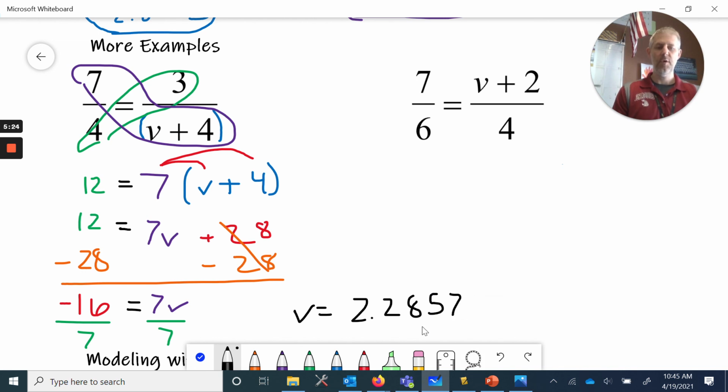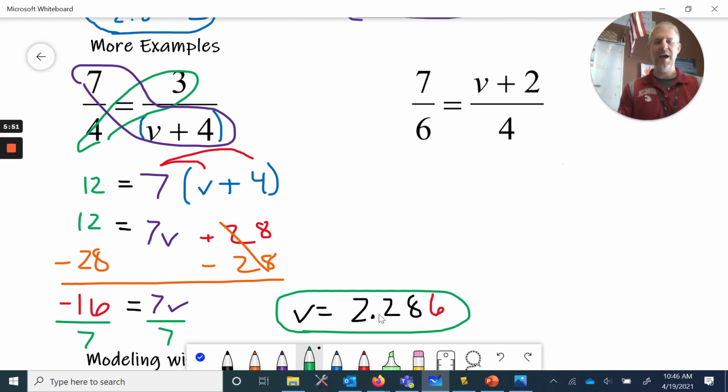2.2857. Okay, and we're going to round to the third decimal place, or the thousandth, so 10th, 100th, 1000th. This 7 will make that round up. So I'm going to erase that and rewrite my answer as 2.286. I'll put that in red so we know that we rounded that number. Then we always check to see if our answer is correct by substituting this back into the original problem. And I noticed I did make a mistake. Negative 16 divided by 7 would make this negative 2.286.